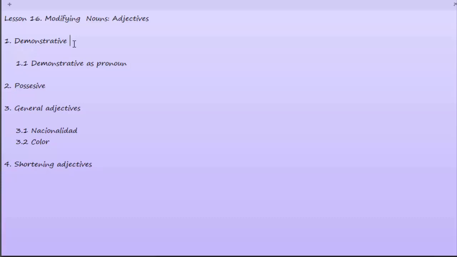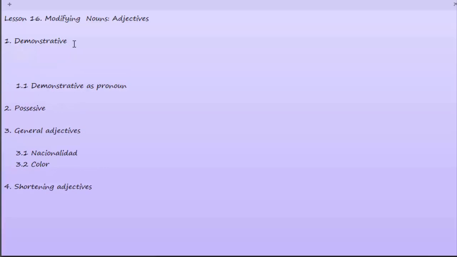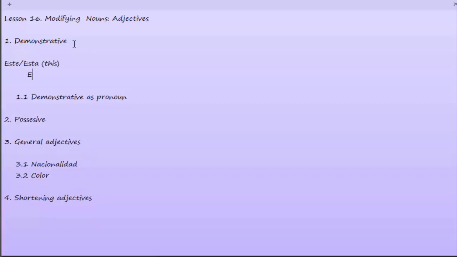In Spanish, we have a lot of demonstrative adjectives. Let's begin with este and its feminine version, which is esta. Both of them mean just this. For example, este carro es rojo. This car is red.